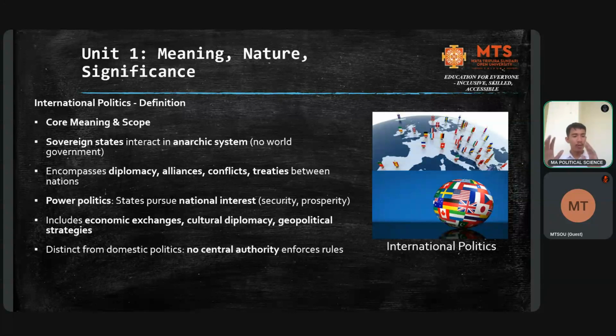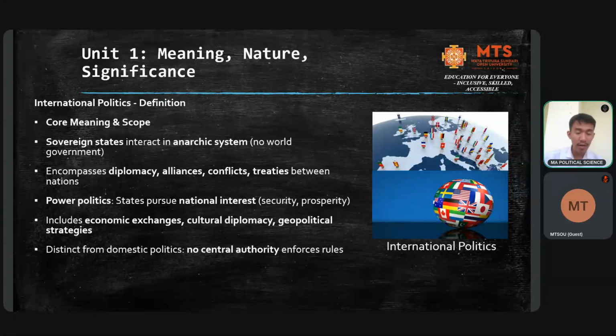Okay. We are going to discuss diplomacy. Diplomacy means how one country interacts with another country. Alliances, like friends. Some countries are your friends, some countries are your enemies. So conflict, treaties, negotiation between nations. Power politics means how a country tries to make itself more and more powerful, for security and prosperity. It includes economic exchange, cultural diplomacy, and geopolitical strategies.